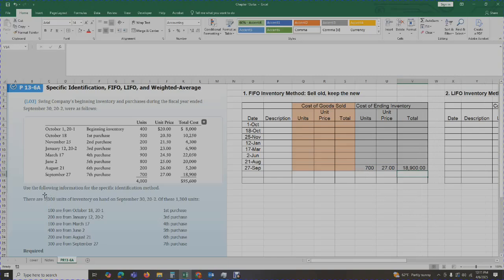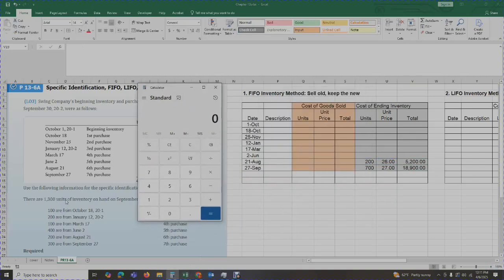Remember, we're accounting for 1,300. We're going to go up to the second newest units. I've got 200 units at $26. We multiply it, and that's $5,200. Now I'm going to get my calculator out. Remember, we've got 1,300 units remaining. So I've got 700, which is the newest, plus 200, that's 900. I still need 400 more units to reach my 1,300.